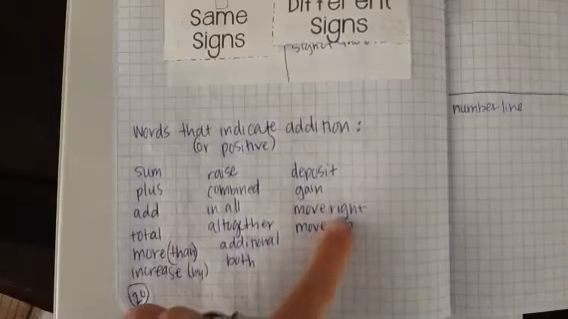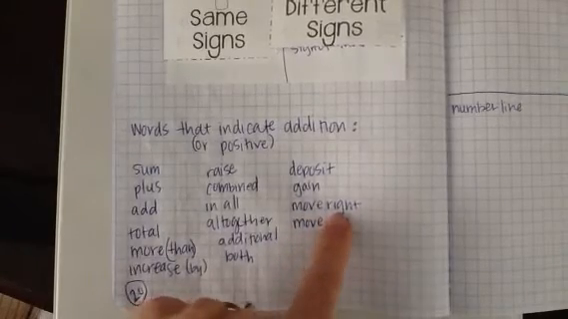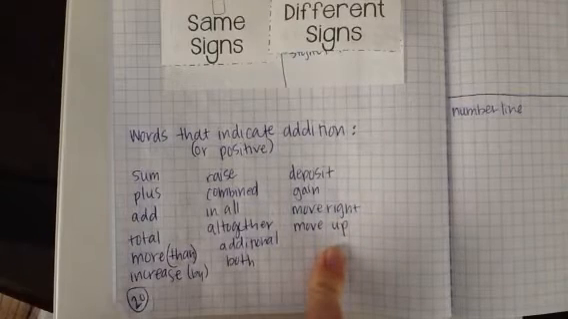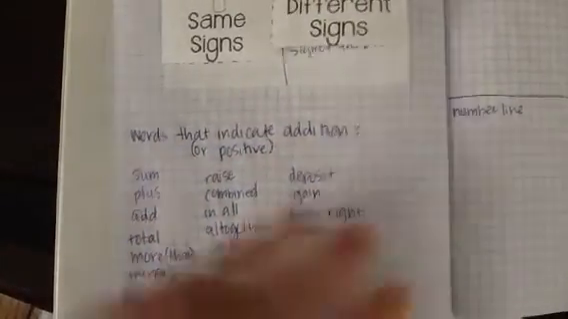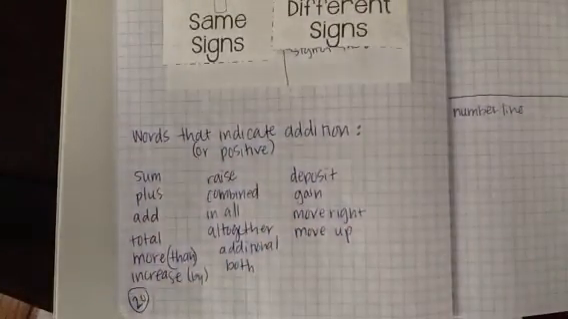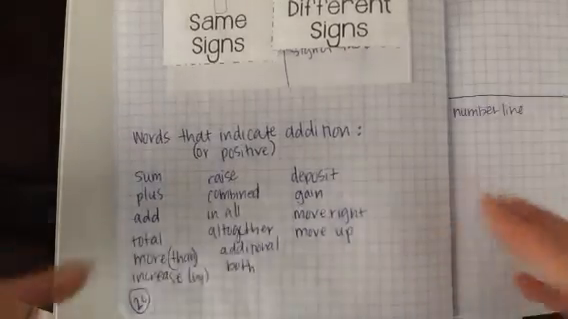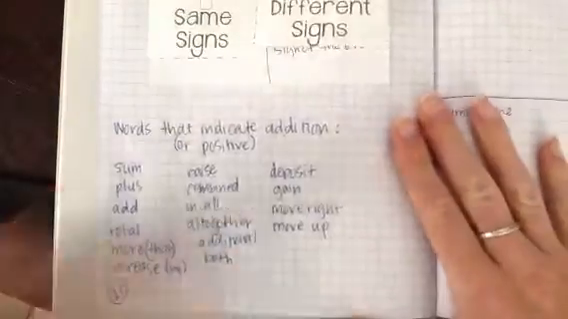On a horizontal number line, if you move right, that's a positive or that's addition. And then if you move up on a vertical number line, that's also indicating a positive or addition. These are just the words that we've come up with now. If throughout the unit you think of other words, please come back and add them to the list.